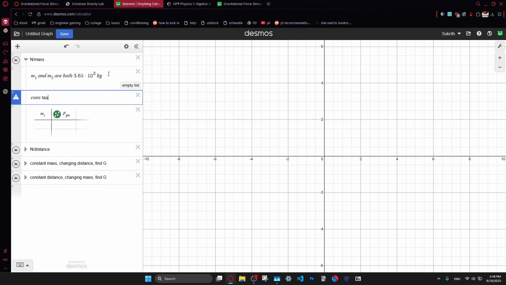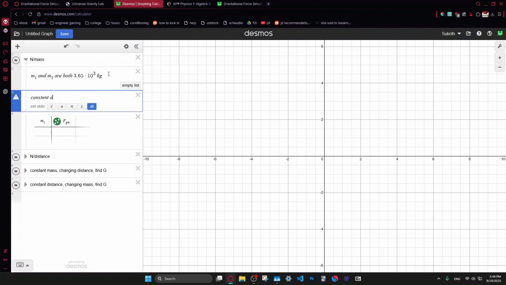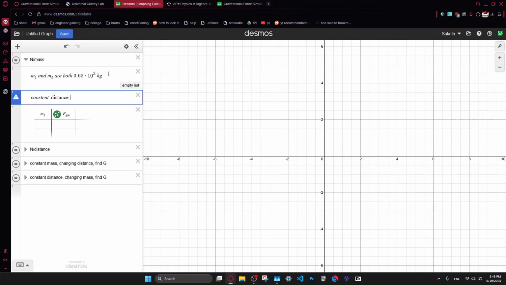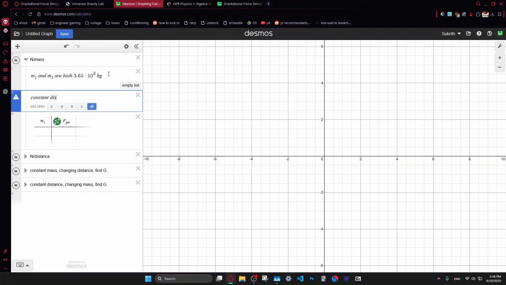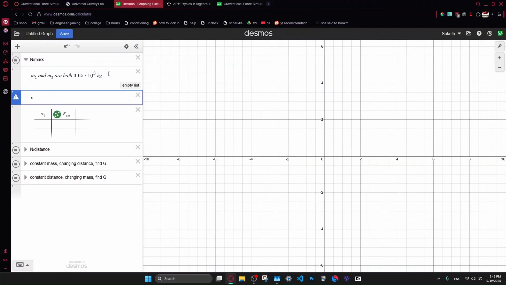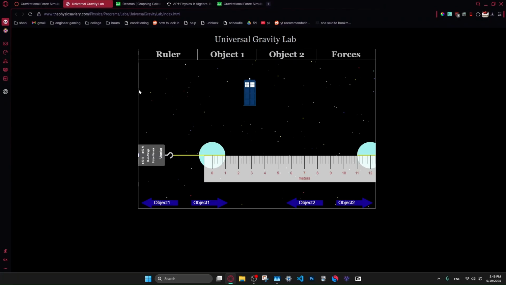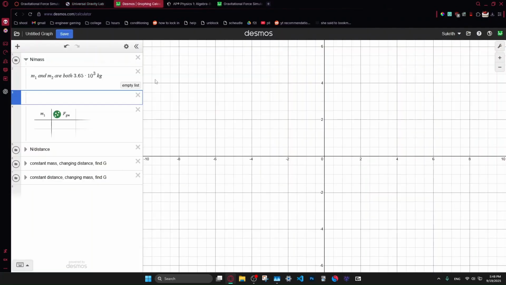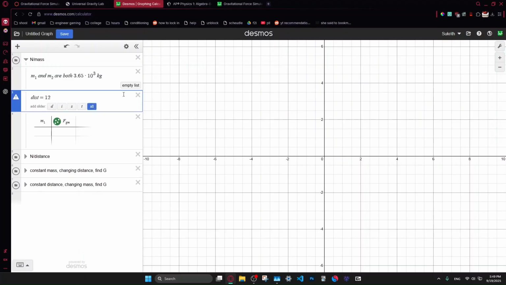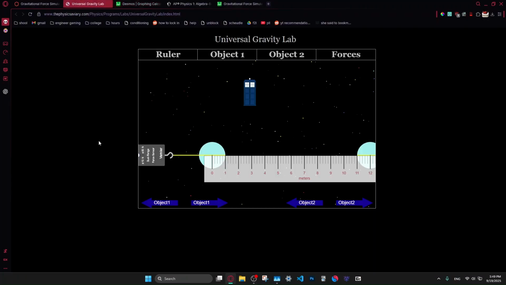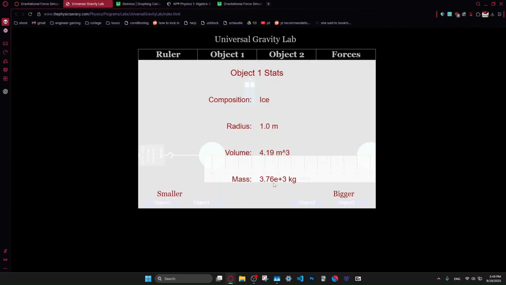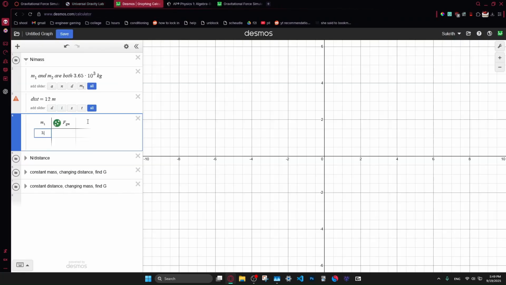constant, not tan. Let's call it constant distance. Oh wait, it doesn't like that either. How can I phrase that? Just say this equals 12 meters, right? And remember, we're going to keep that constant, and we're going to keep track of it. That's why I wrote it down in Desmos. So, to start off with, we can just use whatever our first value is right now. Our 3.76 times 10 cubed. That's our first mass.